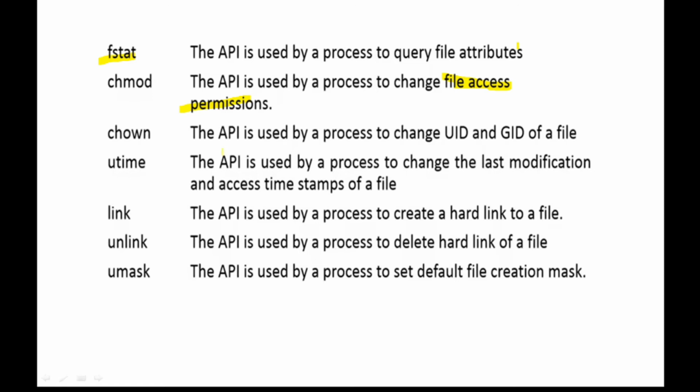Then chown is there. It is used by the process to change the user ID and the group ID of a file. utime is there, which will be used to change the last modification and the access timestamp of a file. Then link, it is used to create a hard link to a file. Then unlink, it is used to delete the hard link of a file. umask is there to set a default file creation mask. You are going to make use of the umask.